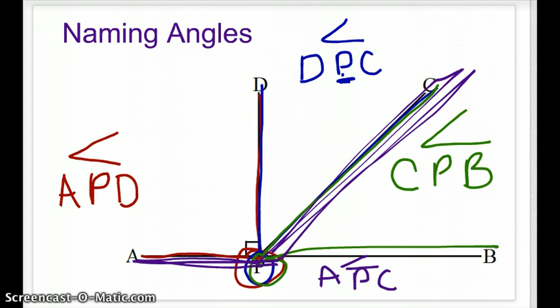The important things to remember when you are naming angles is that you always put the vertex in the middle. You also need to remember to use capital letters just like we do when we're naming any type of endpoint.